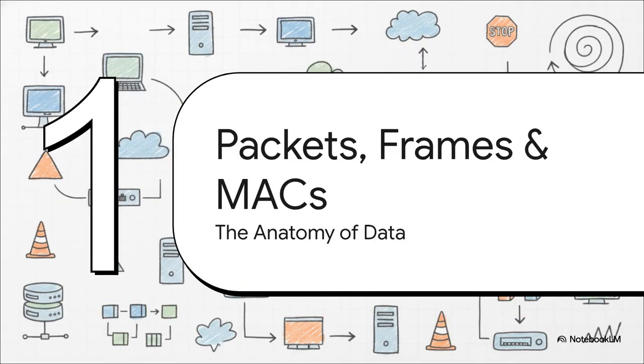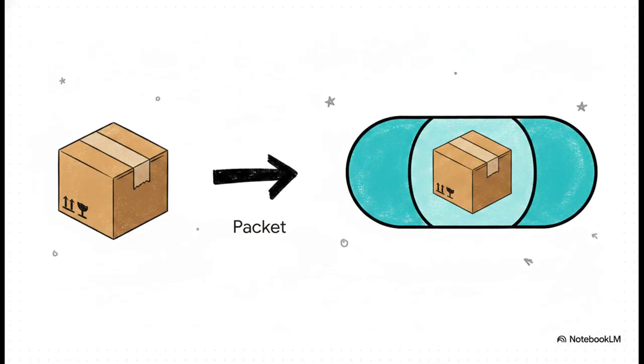Kicking things off with packets, frames, and MACs, the anatomy of data. Because before your device can send a message onto that crowded dinner party table, it has to package it correctly. This brings us to the difference between packets and frames. You'll actually hear people use these terms interchangeably all the time, but at this level, they are completely distinct things. The packet is your raw data message coming down from the network layer above. Think of it like a letter you've just written. But you can't just throw a raw piece of paper into the postal system. You have to put it in a physical envelope. Well, the frame is that envelope.